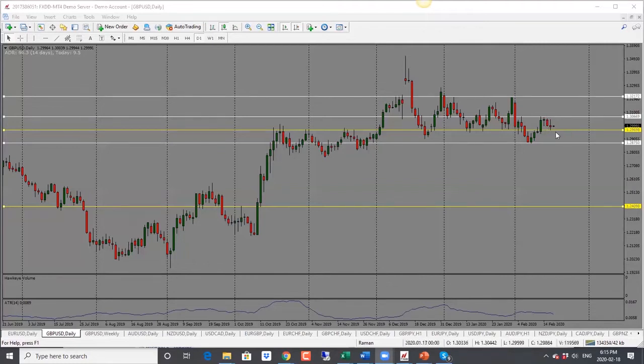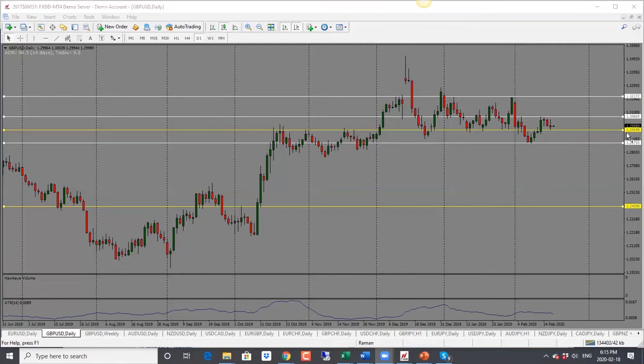It is into support, so watch out for this 1.2970 level. If price holds above this level, it can go higher. So that would be the caution here. If it holds above, it can again go back to test the high and even try to go higher. But as long as it holds below 1.3070, we are still biased to the downside.